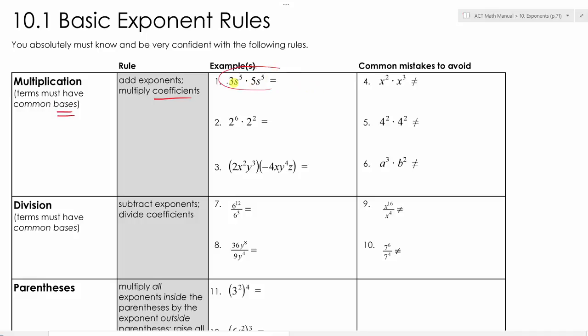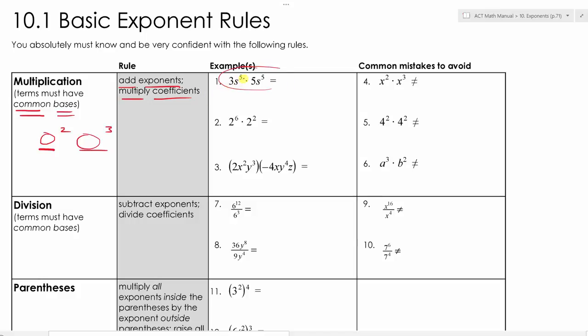And if you are not sure of your exponent rules, you are going to run the risk of making a careless mistake. So what we do when the terms have common bases, when we are multiplying two terms that have common bases, in other words, when we have, I don't know, let's say a square up here and a cube up here, when these two things are the same, what we do is we add the exponents together, and if there are any coefficients, we multiply them.